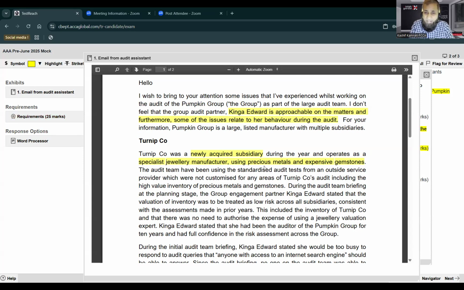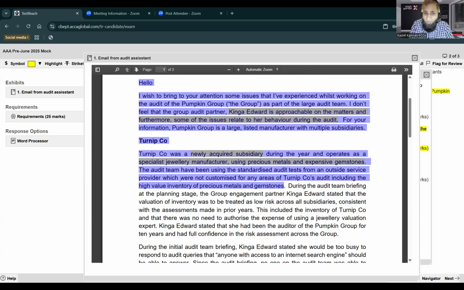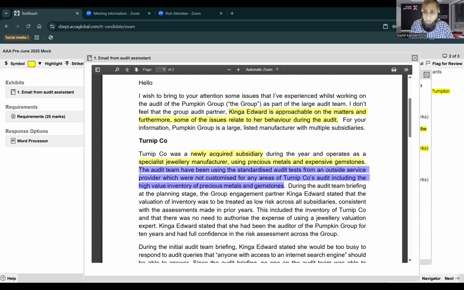The audit team has been using the standardized audit tests from an outside provider, which were not customized for any area of Turnip audit, including the high value inventory of precious metals and gemstones. How interesting is that? You're just using the standardized audit tests, which you have taken from an outside provider, not even developed by the audit firm themselves, and which were not customized for any area of Turnip, including the high value inventory of precious metals and gemstones. Now, first of all, we know you have to customize your audit tests. You have to tailor your procedures according to the requirements, characteristics or risk of a particular entity. Now, Turnip had a particular risk. First, it was recently acquired. And secondly, they're dealing with inventory which is very complex and very difficult to value.